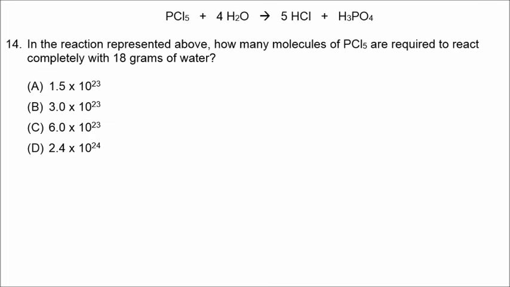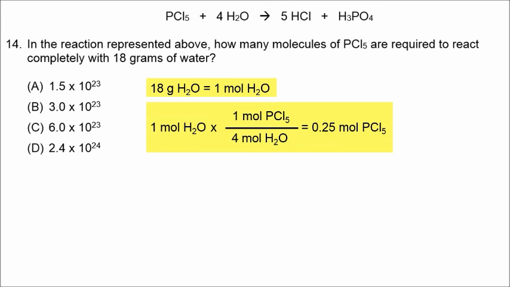In number 14, we have to convert from grams of one substance into molecules of another substance, but this time we do have a balanced chemical equation. We know that 18 grams of water is 1 mole, and we're converting from moles of water into moles of phosphorus pentachloride. This means we're going to divide by 4, and now we have to take 0.25 moles of phosphorus pentachloride and convert that into molecules.